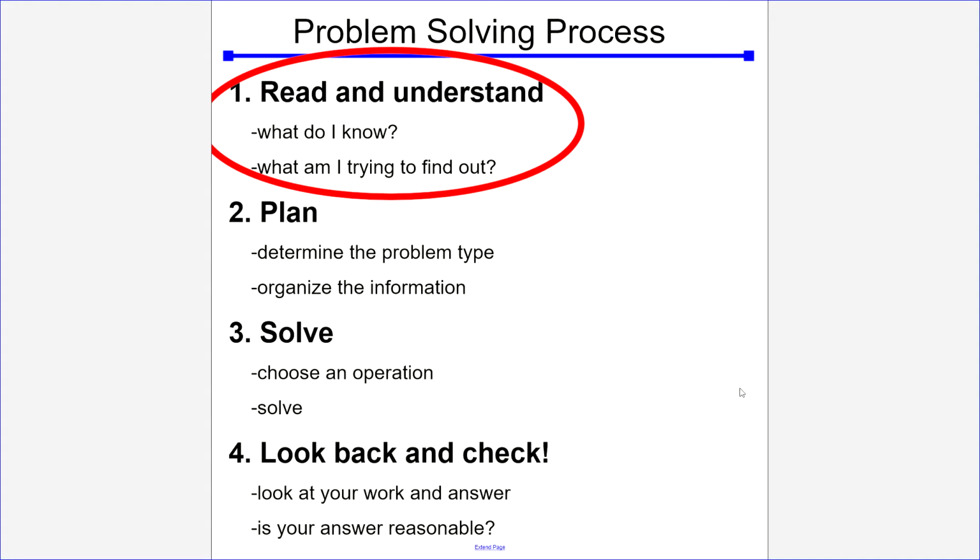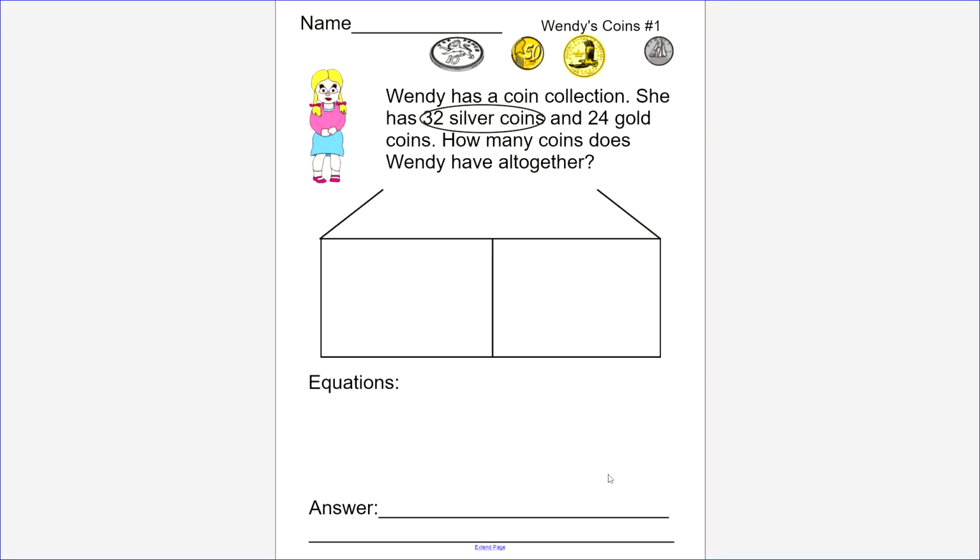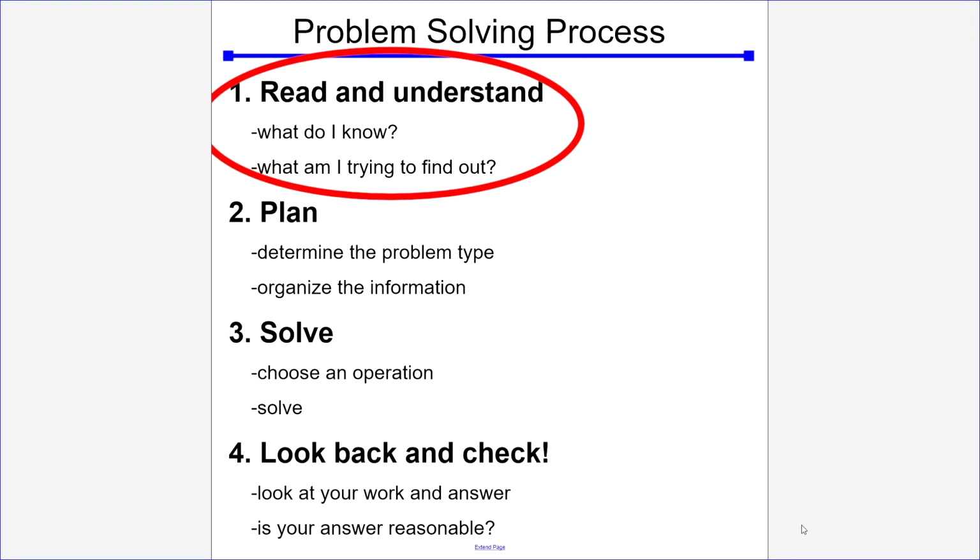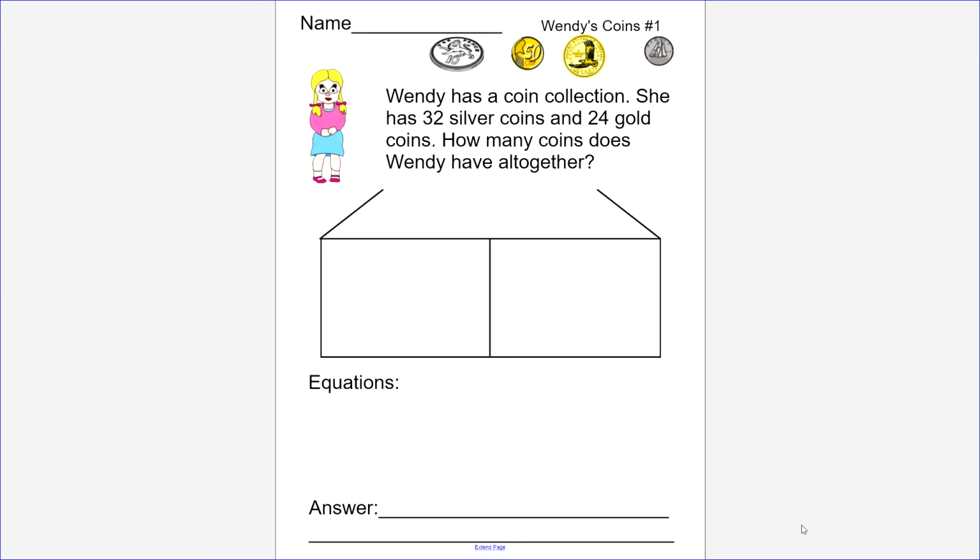Let's go ahead and read the story problem again, focusing on the information that they give us. Wendy has a coin collection. She has 32 silver coins and 24 gold coins. How many coins does Wendy have altogether? One of the pieces of information that I'm noticing they tell us is that Wendy has 32 silver coins.